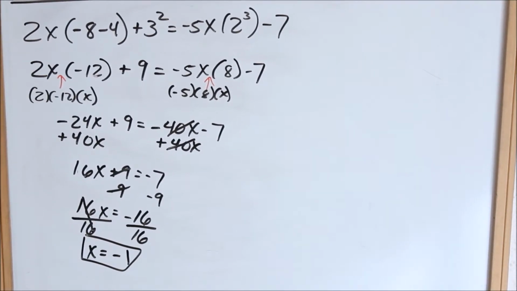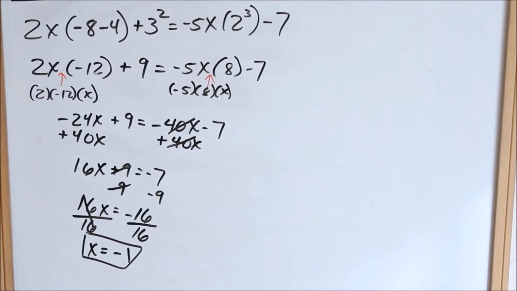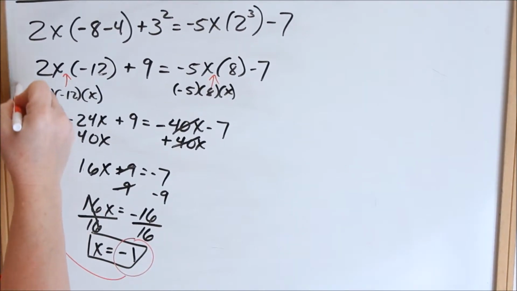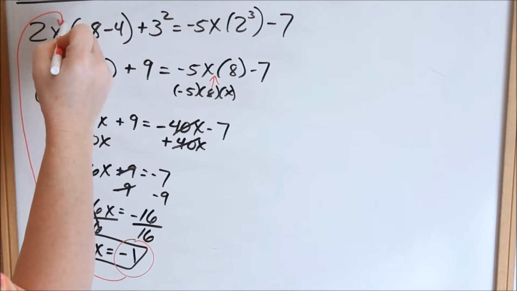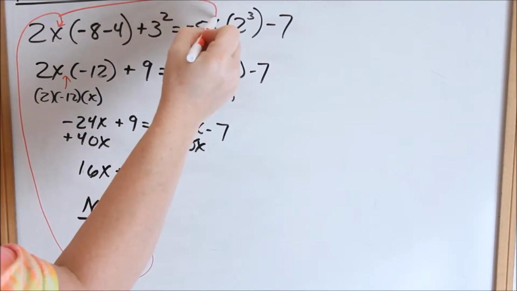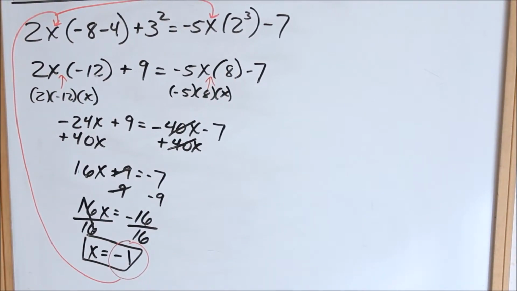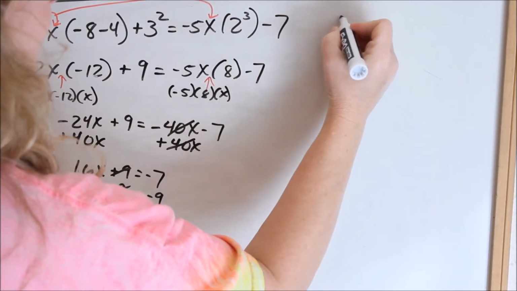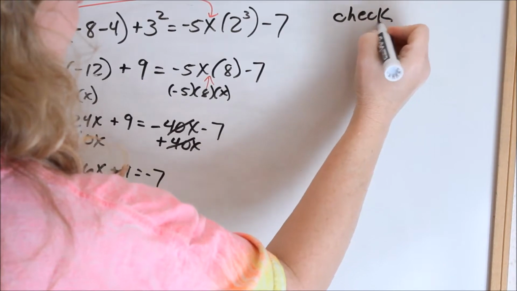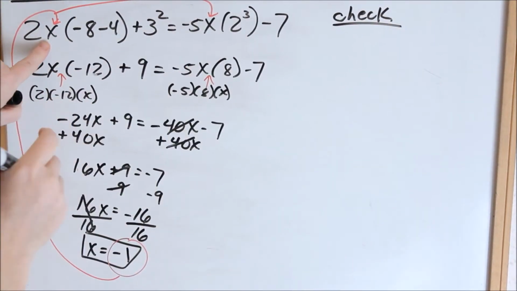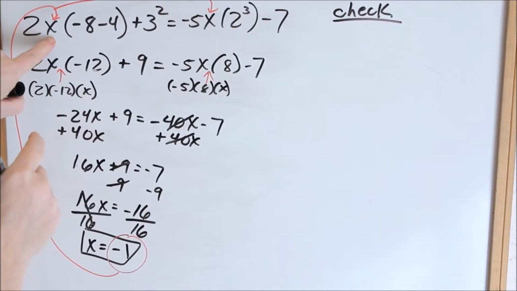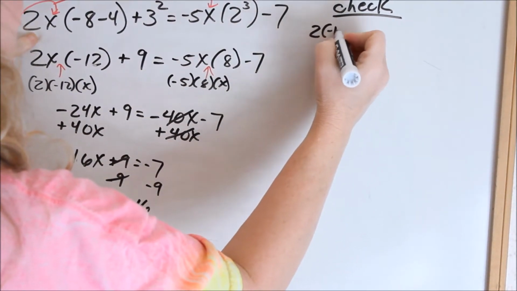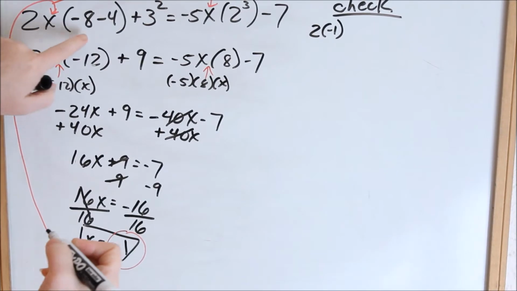Now we check it. When you check it, you're taking this answer and putting it back in the original equation everywhere you see an x. There's an x there, and there's an x there. So I'm going to come up to the side and check it. Here, I'm going to start with my original equation. Remember, a 2 in front of a letter means multiplication. 2 times x. So 2 times negative 1. We said x is negative 1.